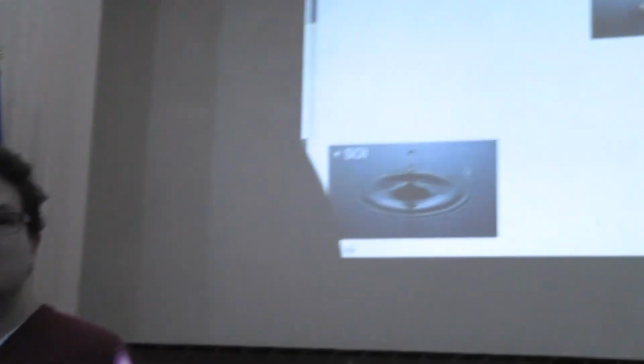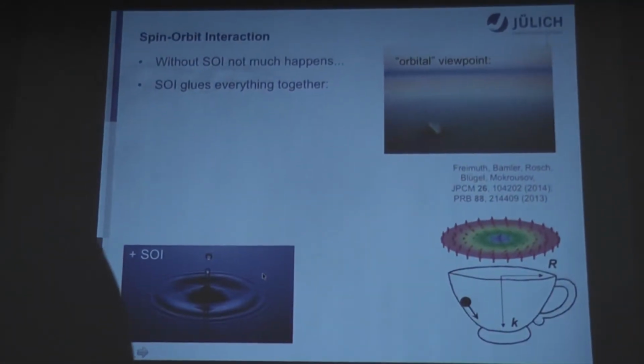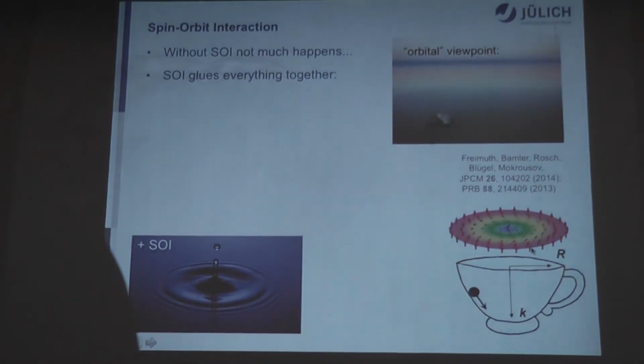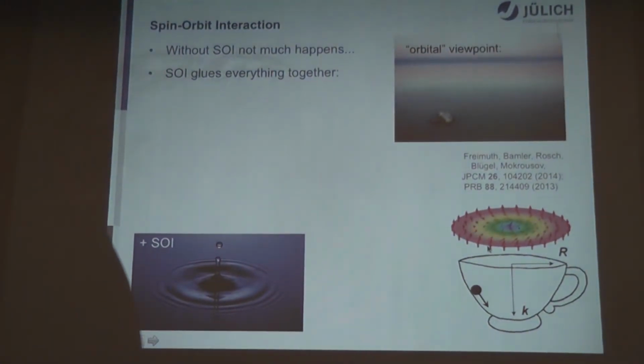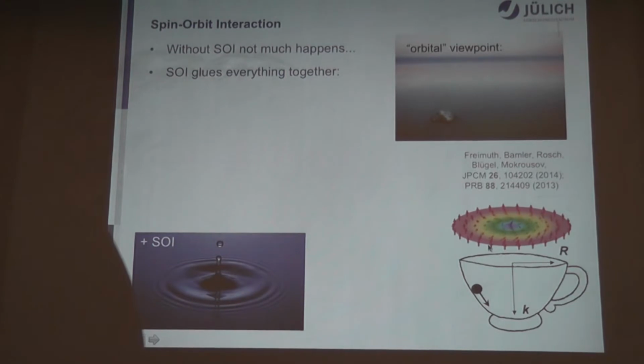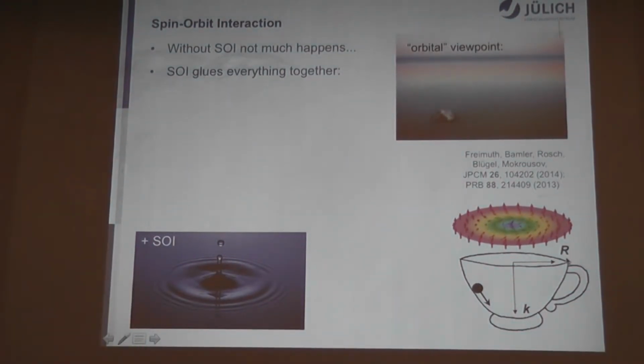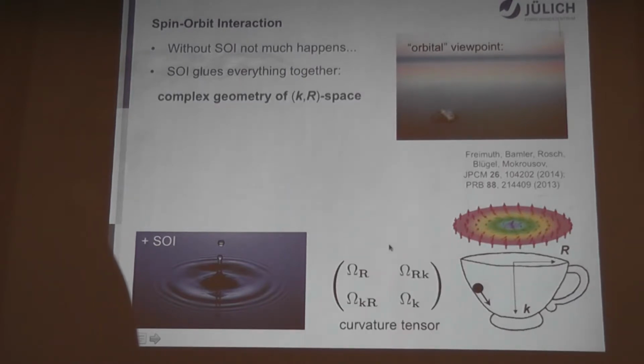In reality, in the simple picture of a ball propagating on the surface of a cup, my electron now moves on a very complicated profile, on a very complicated cup, which lives both in reciprocal K and in real R spaces. And the thing of this cup is that it has a complicated curvature tensor. So the real part, this part here, is what the emergent field is about.